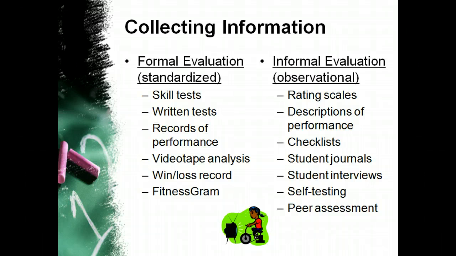When we collect information or do assessments, it can be a formal assessment or evaluation, which we also consider to be what we call standardized or formal, and sometimes those tests, or most of the time those tests, have validity and reliability. Or it can be an informal assessment or evaluation, which is more observational and a little more informal, as the name suggests. Examples of formal evaluation are skills tests, written tests, records of performance, videotaped analysis, win-loss records, and FitnessGram or other fitness tests. Informal evaluation examples are rating scales, descriptions of performance, checklists, student journals, student interviews, self-testing, or peer assessment.